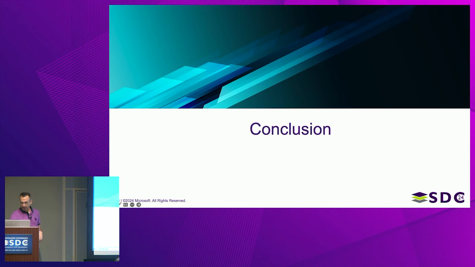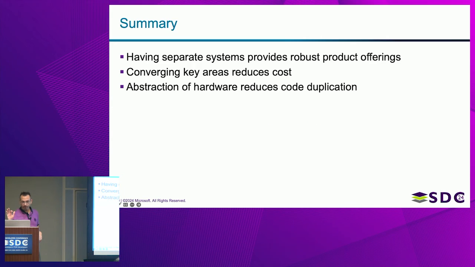So we'll just wrap up here. Having our separate systems provides a robust product offering, right? We want to be able to give customers files and queues and tables and all these different things, and the ability to store data in all kinds of different ways.